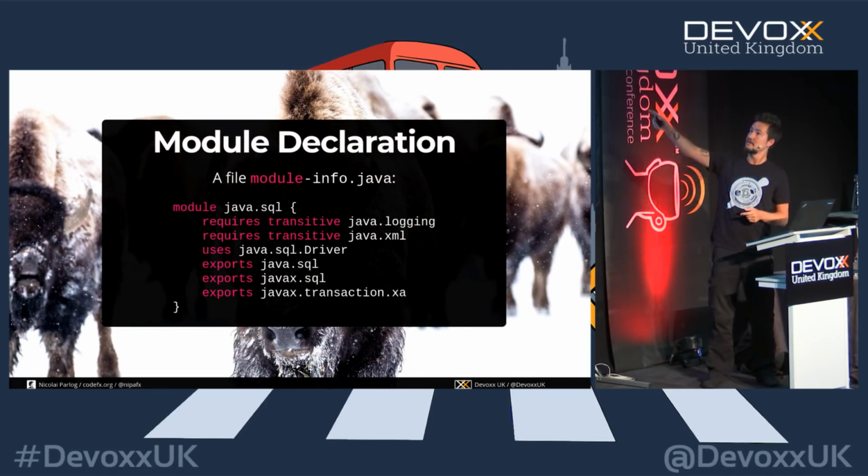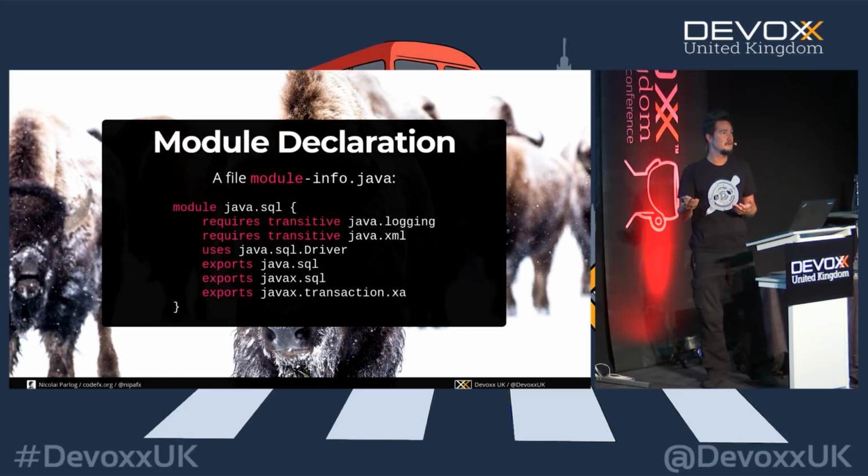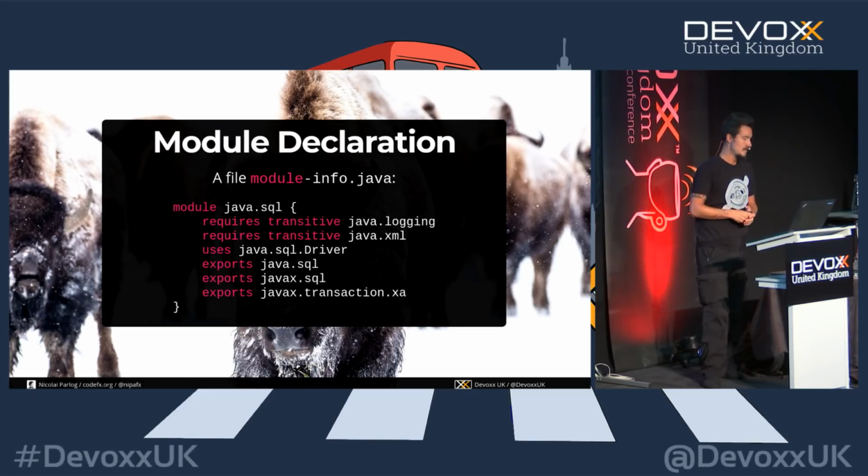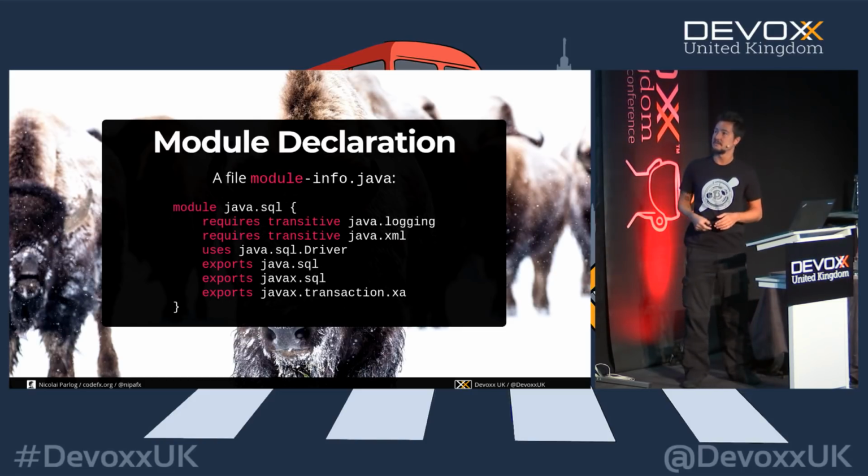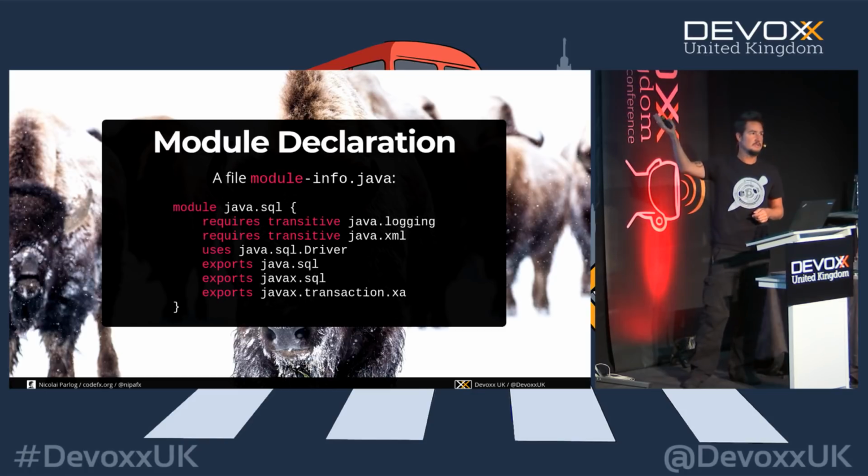How does the module system work? You declare a file, module-info.java. And this is how the file would look for java.sql. Ignore the transitive. It says requires these other two modules. So java.sql apparently uses java.logging and java.xml. And then it exports a couple of packages down there. We're also going to ignore the uses today. So this is a module-info.java file for the java.sql module.